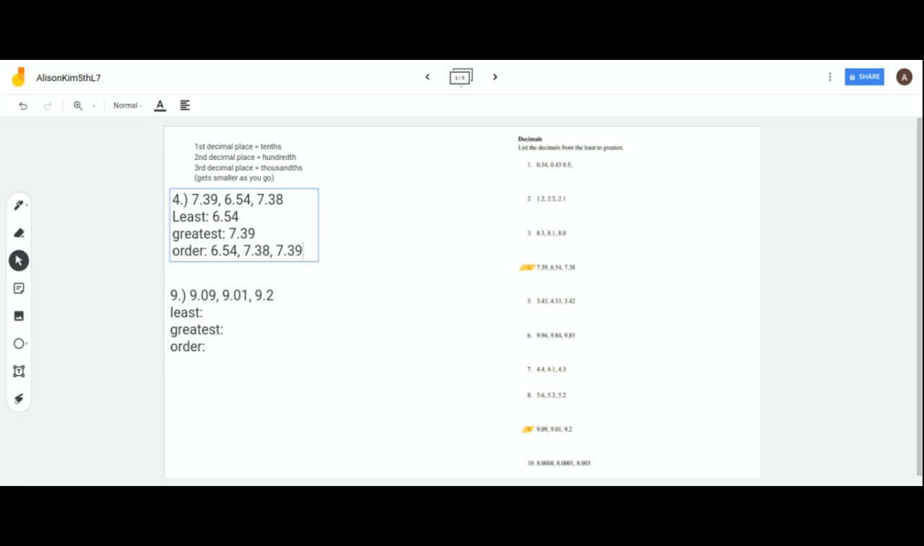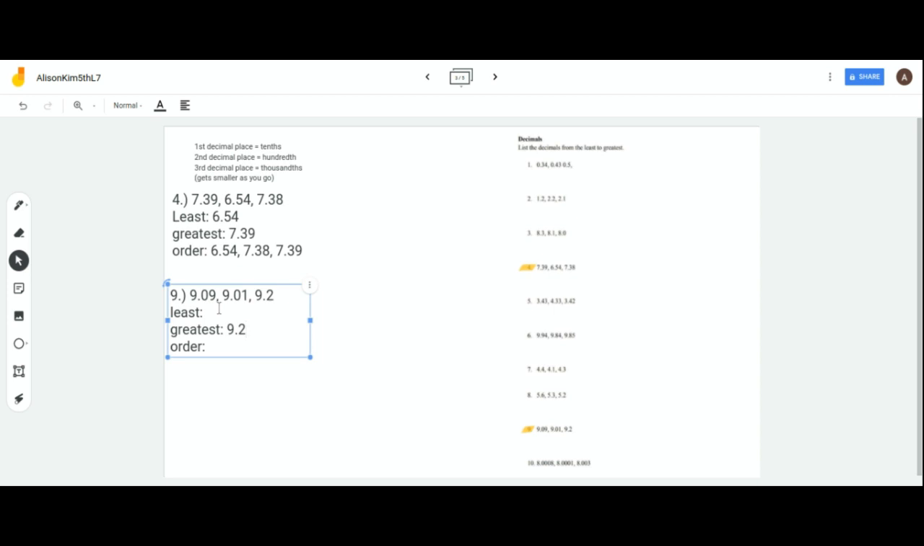We're given 9.09, 9.01, and 9.2. So let's look again. This time all the ones places are 9, 9, 9, right? And for this one, the tenths place right here is 0, 0, and 2. What did I say for this one? As you go farther along, you get smaller values of the decimal. So your greatest decimal will obviously be 9.2, okay? Because the tenths place is much greater than the hundredths place.